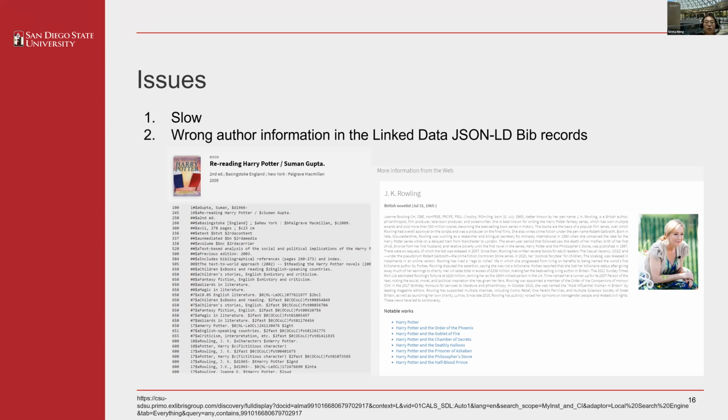Let's see this example, Rereading Harry Potter. The author of this book is Susan Gupta. Susan is in the 100 field. This record does not have a 700 field, and J.K. Rowling is the value of the 600 field. However, the author Susan is not shown in the author card. Instead, it shows the information about J.K. Rowling.